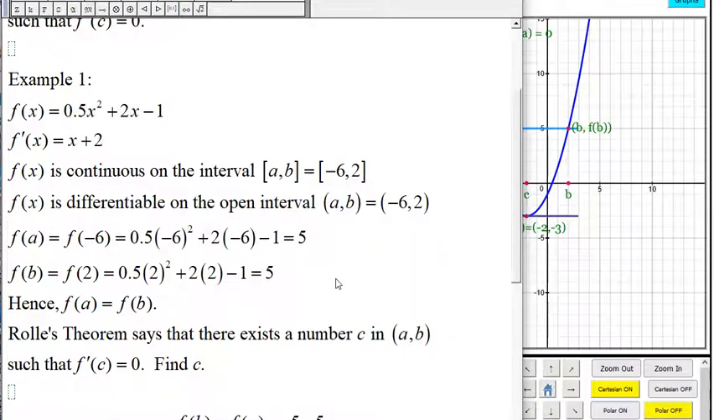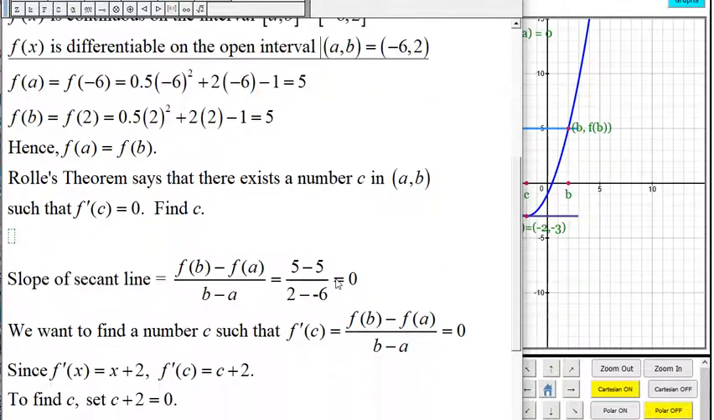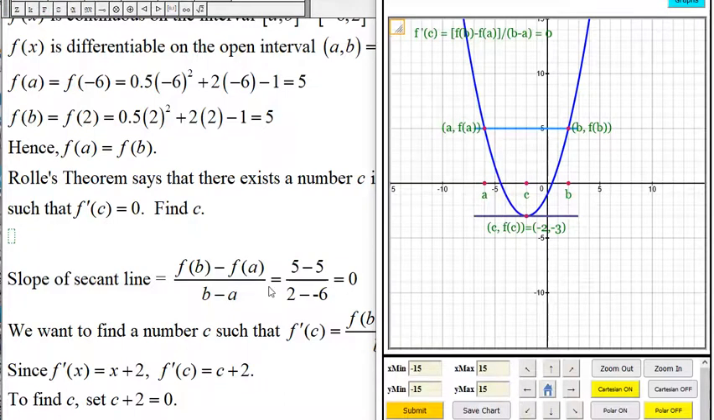And so here's how we find the number c. If we look at the graph, this is the point (negative 6, 5). This is the point (2, 5). This is the secant line connecting the 2 points. This line is horizontal, therefore the slope of this secant line is 0. And we can see it here also. f(b) is 5, f(a) is 5, so 5 minus 5 is 0. And 0 divided by all of this is 0.